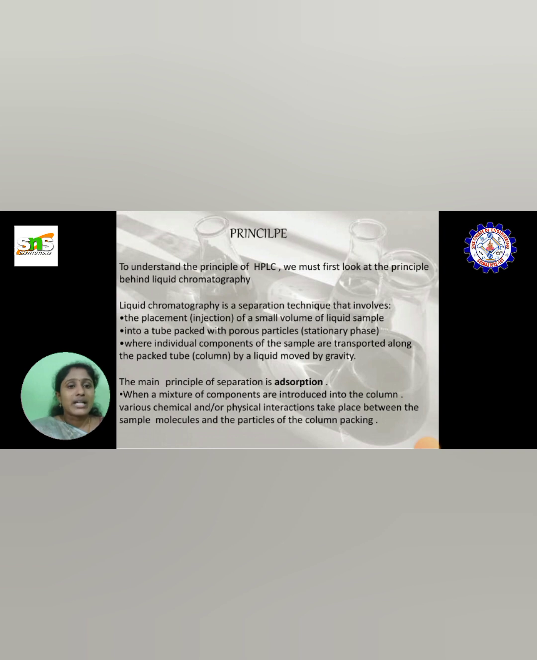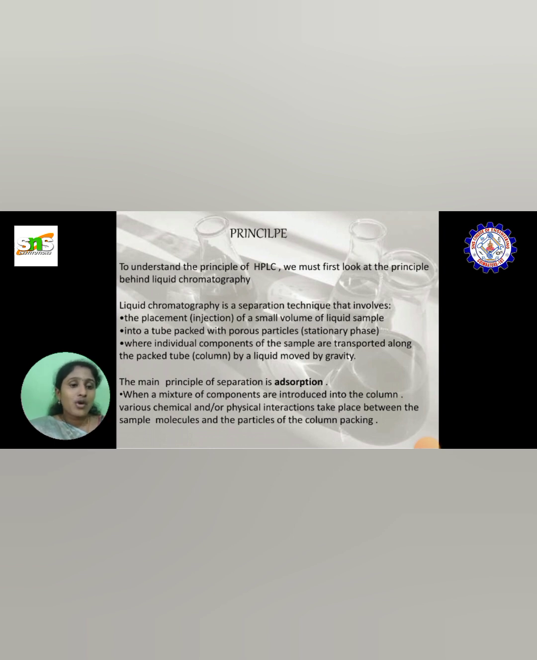Principle. To understand the principle of HPLC, we must first look at the principle behind liquid chromatography. Liquid chromatography is a separation technique that involves the injection of a small volume of liquid sample into a tube packed with porous particles, the stationary phase, where individual components of the sample are transported along the packed tube, the column, by a liquid moved by gravity.